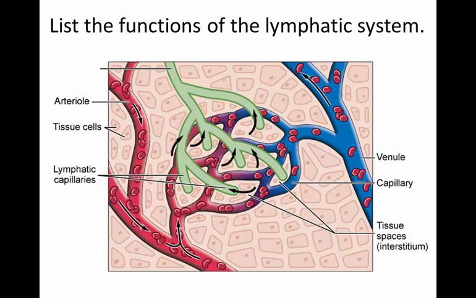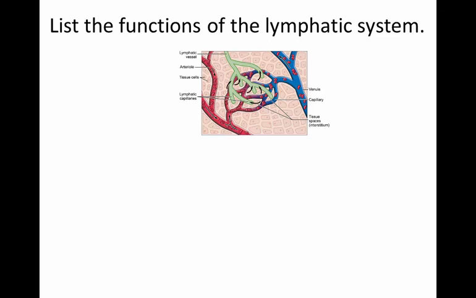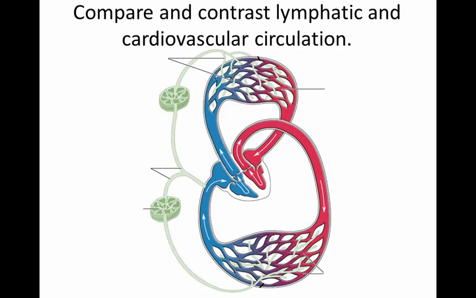Here we have the beginnings of the lymphatic system, the lymphatic capillaries. Those lymphatic capillaries collect together, just like cardiovascular capillaries do, and those lymphatic capillaries connect into larger lymphatic vessels. If we move that image off to the side here, we can actually compare and contrast lymphatic and cardiovascular circulation. So here we have blood flow, and we've looked at the cardiovascular system in the previous units.